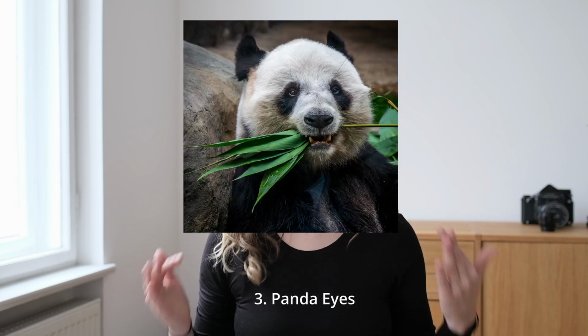But really what you're aiming for is to get it right in camera, so you are the most flexible. And you can make sure of this by checking behind your subject and checking in all 4 corners when you're looking through that viewfinder. All right, mistake number 3 is what I'm gonna call panda eyes.